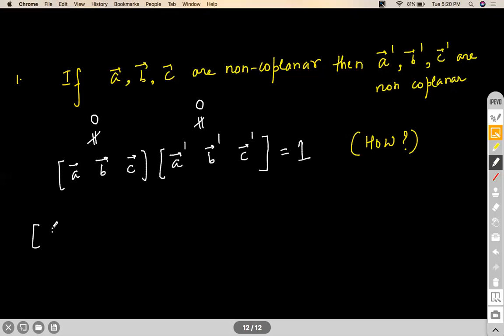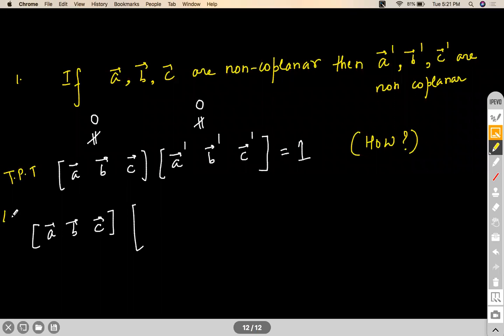You can use the expression of A dash, B dash, C dash, which we had already figured out. So your A dash was B cross C. Let me write it in yellow color so that you can distinguish. So I have to prove this first of all.